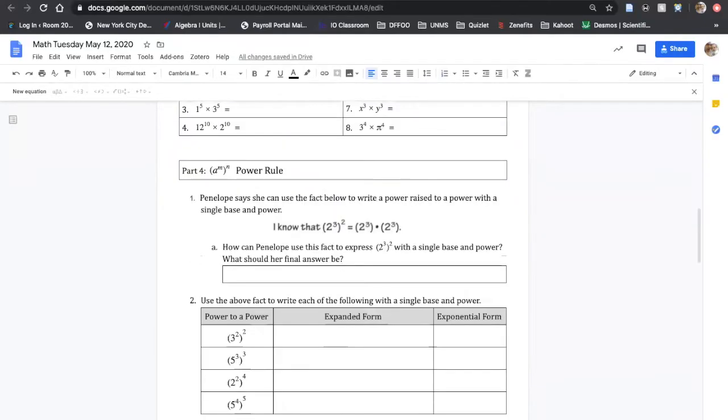Second rule we're doing today is something called the power rule. So instead of having two bases like we had yesterday and today so far, we have the same base, but we have multiple powers. So it's a raised to the m power and then all of that raised to the n power, okay? So what it says here is that Penelope says she can use the fact below to try and re-express this. She's saying that she knows that 2 to the third power squared is equal to 2 to the third power times 2 to the third power.